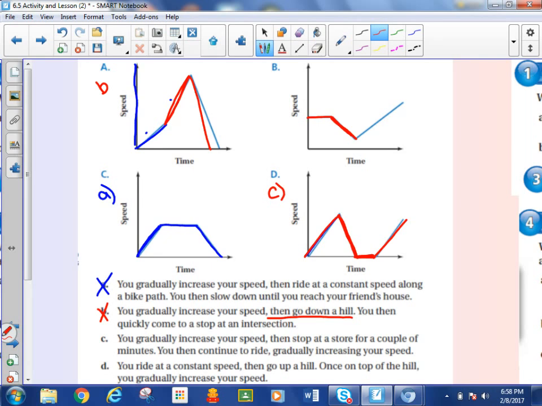Okay. Then it says, once at the top of the hill, you gradually increase your speed because now you're at the top of the hill and your speed's going to go faster. So this would match letter D. Very tricky because when you're thinking hills, you're thinking that your graph should look like a hill and it shouldn't. Okay, so those are activities 1 and 2. I'll go ahead and do activity 3 also because I'm going to have you do 4 on your own.